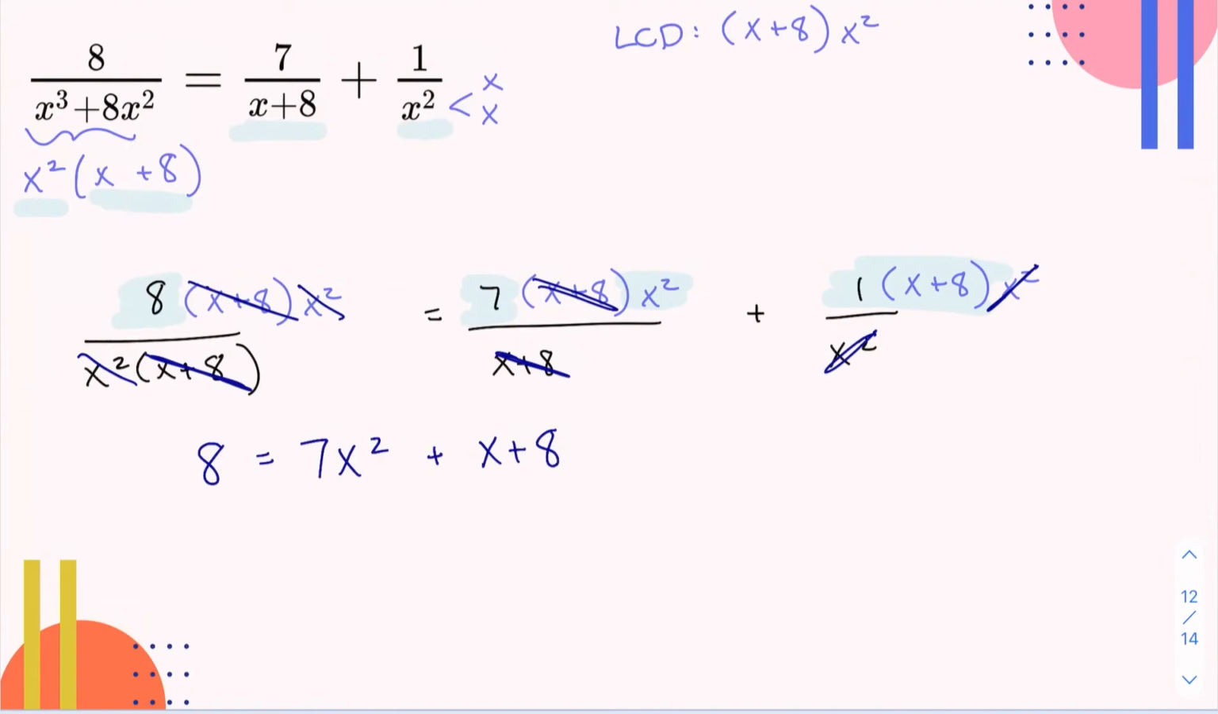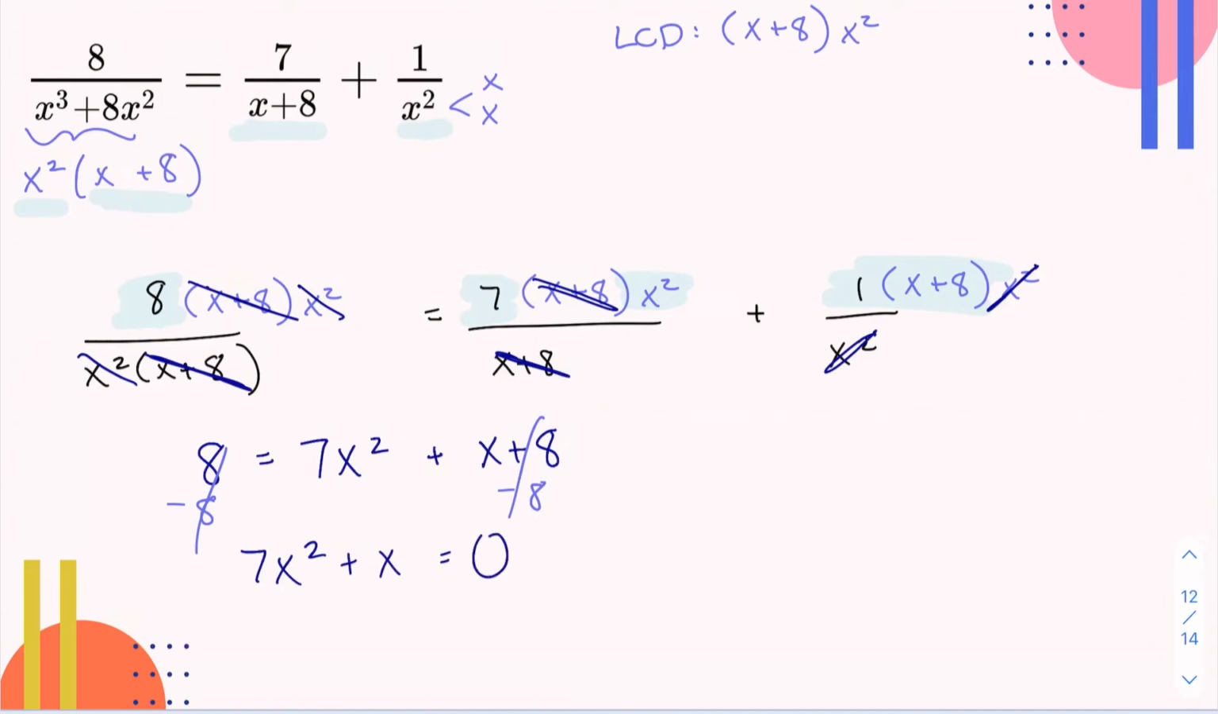Whenever you see a quadratic, you need to get it equal to 0. So the first thing I'm going to do is subtract 8 from both sides. Conveniently, they both cancel, and so I am left with 7x squared plus x equals 0.